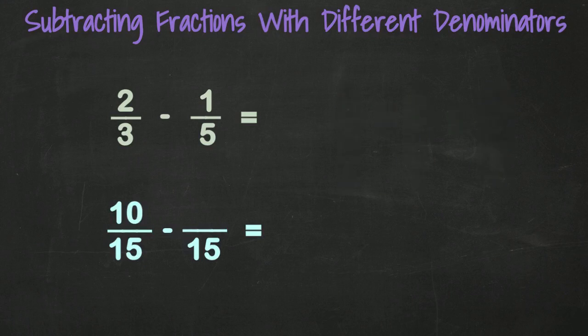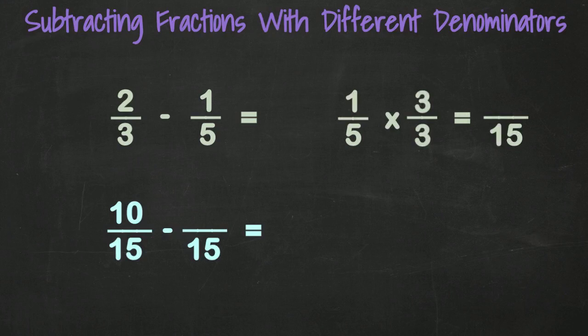Let's look at 1/5. In order to get our denominator to be 15, we have to multiply the denominator by 3. Since we multiply the denominator by 3, then we will also have to multiply the numerator by 3. 3 times 1 equals 3, so our new equivalent fraction is 3 over 15. Now we can take our newly stated equivalent fractions of 10 over 15 and subtract 3 over 15 to get a total of 7 over 15. The only factor that 7 and 15 have in common is 1, so there's no way to reduce this even further.